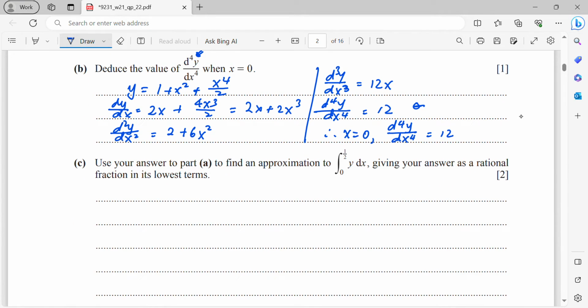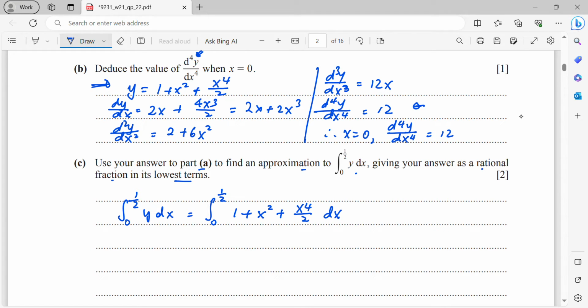Okay, now C, use your answer in part A to find the approximation to this integration, giving your answer as a rational fraction in its lowest terms. So now integrate from 0 to half of y dx. My y will be the answer from A. So I will write 1 plus x squared plus x to the power 4 over 2 dx.